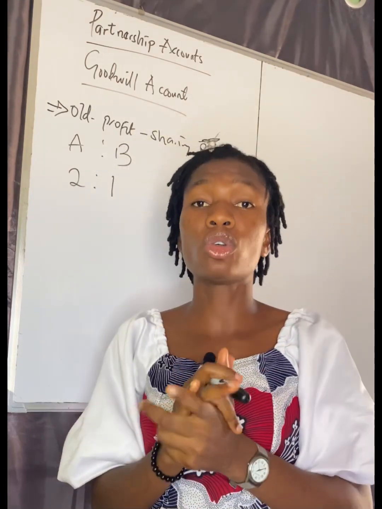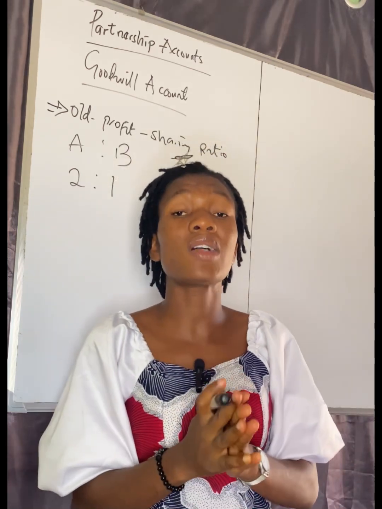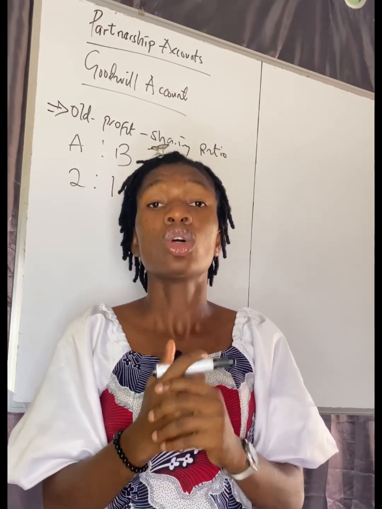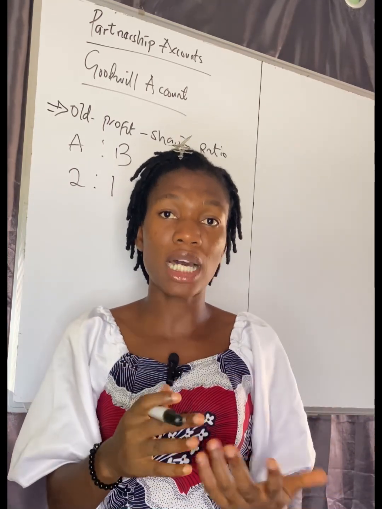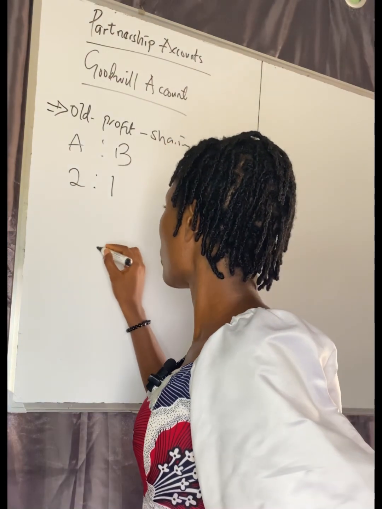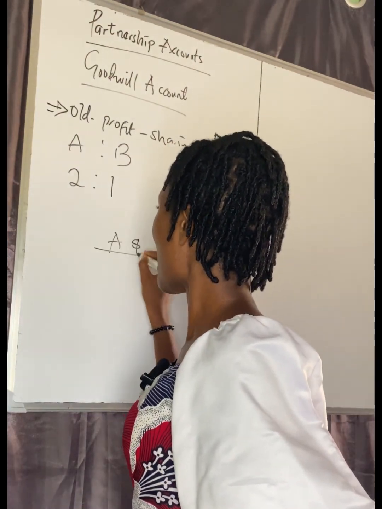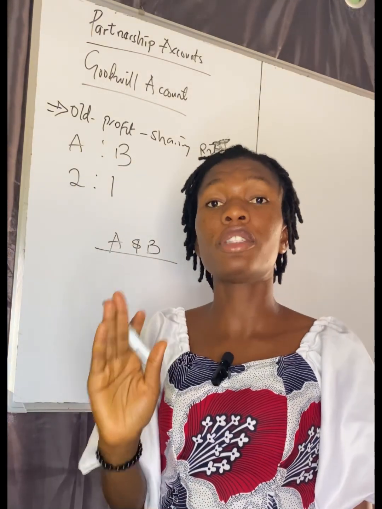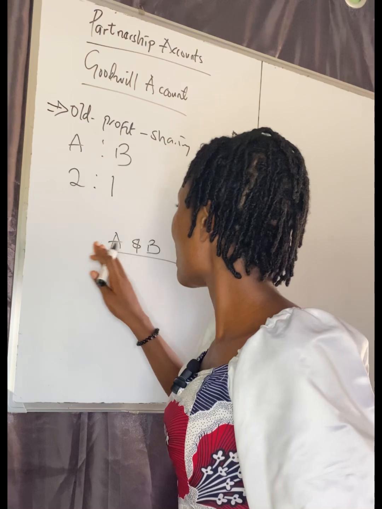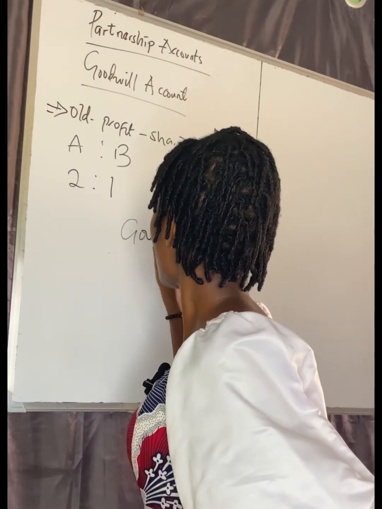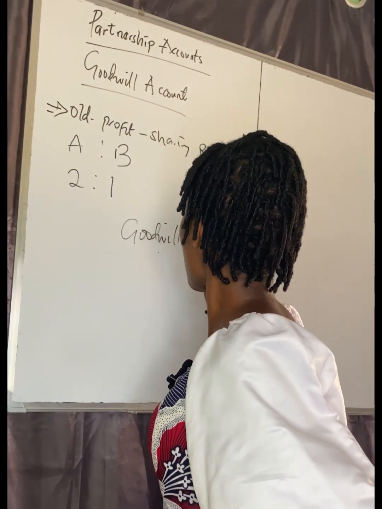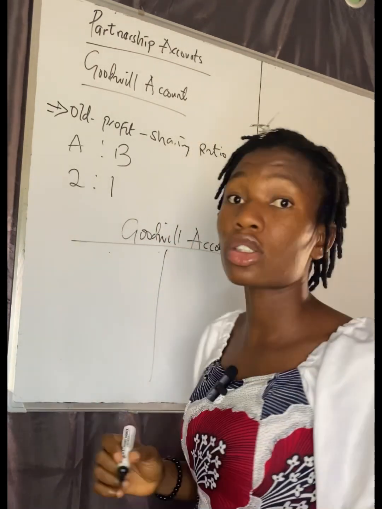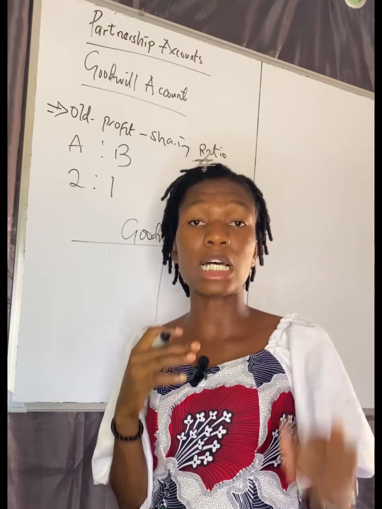So when we want to prepare our goodwill account, goodwill is an account that has a direct impact on the capital account. So the first one we're going to be doing is preparing our goodwill account, and this is for A and B, that is the previous partners. They are the only people that can benefit from that goodwill. So for our A and B, this is our goodwill account. We are asked to show the ledger entry, so we are going to be using our ledger principle.